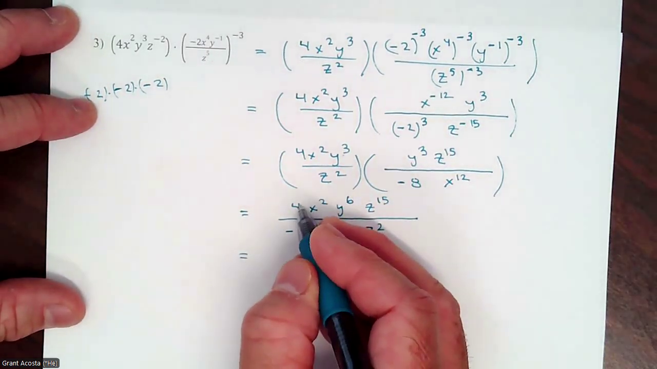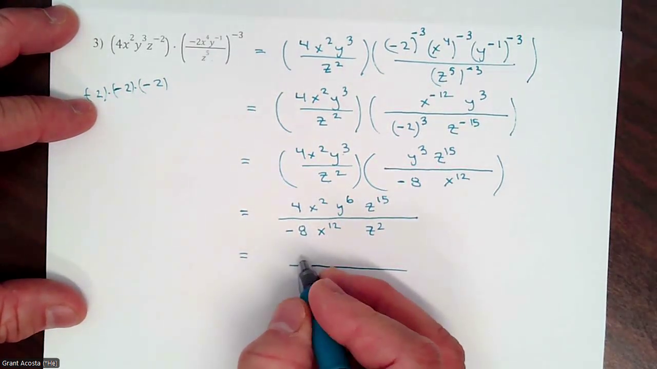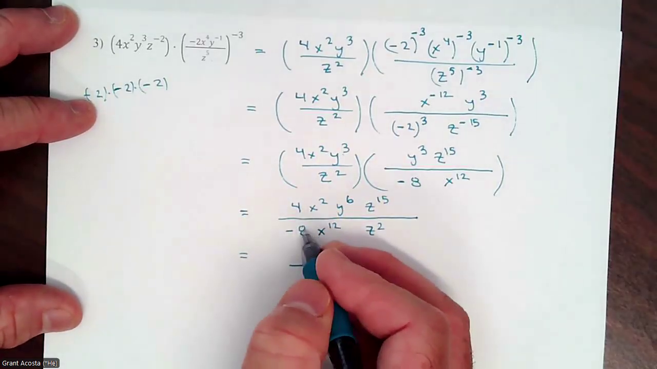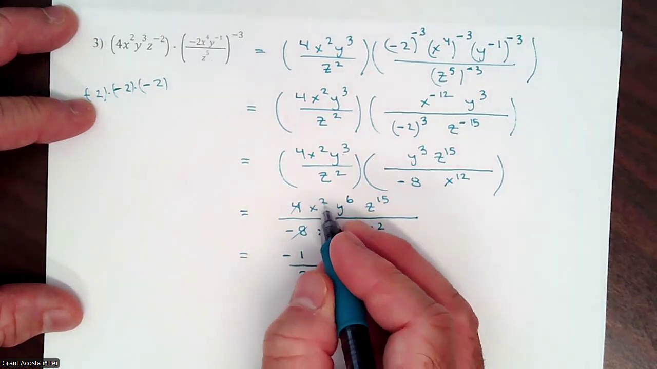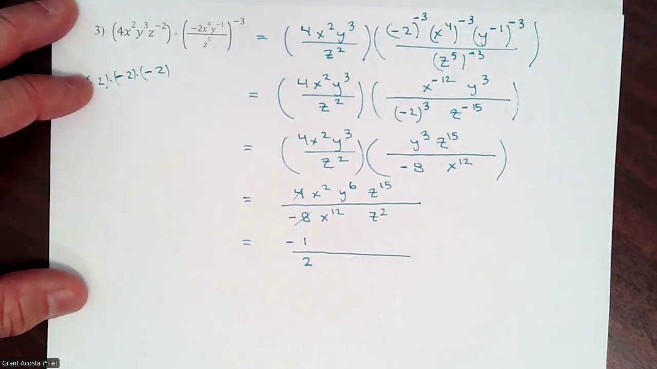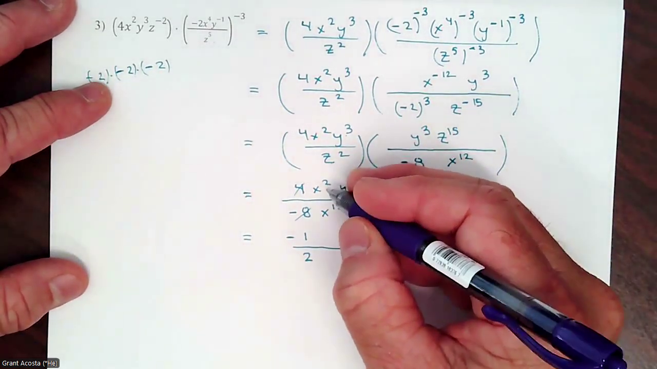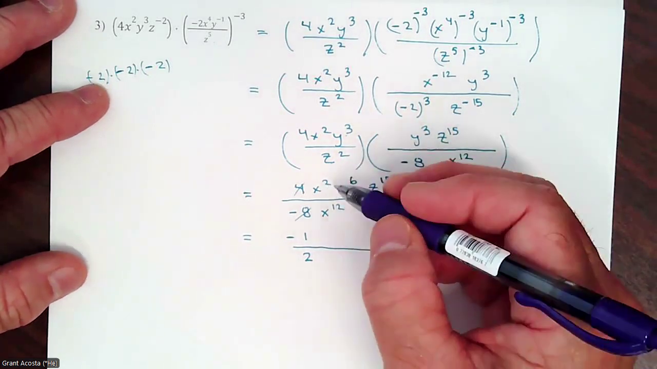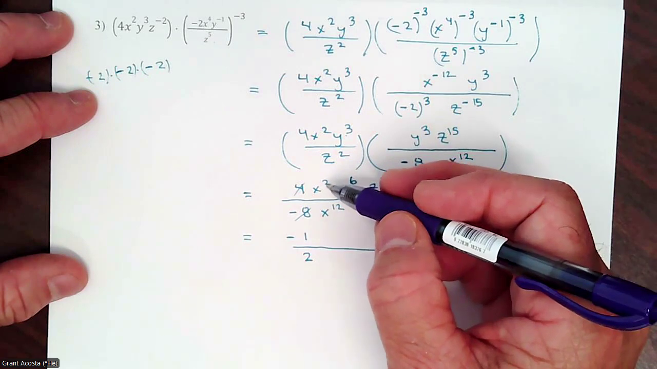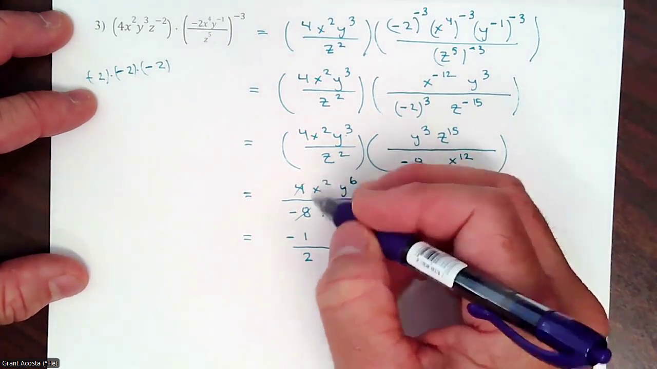Well, we can simplify. 4 over -8 is really -1/2. Or we could cancel the 4 and the 8 and leave the negative wherever we want to. So -1/2. Now here's another thing about negative exponents that we haven't really talked about. We talked about dividing, and if I use the division process, the property where this would be x to the 2 minus 12, which is x to the -10.